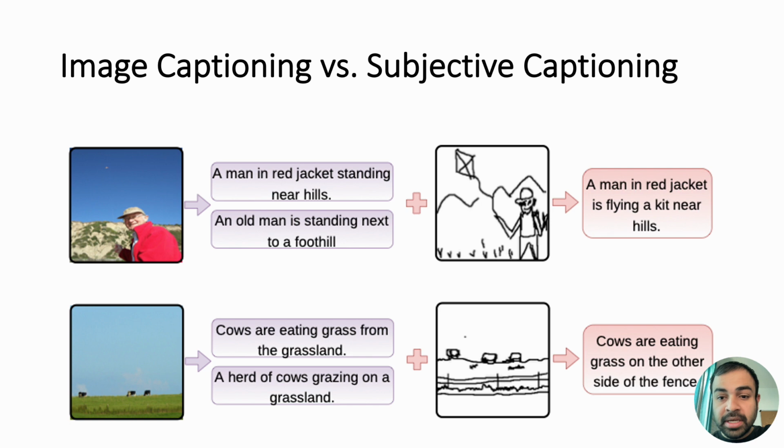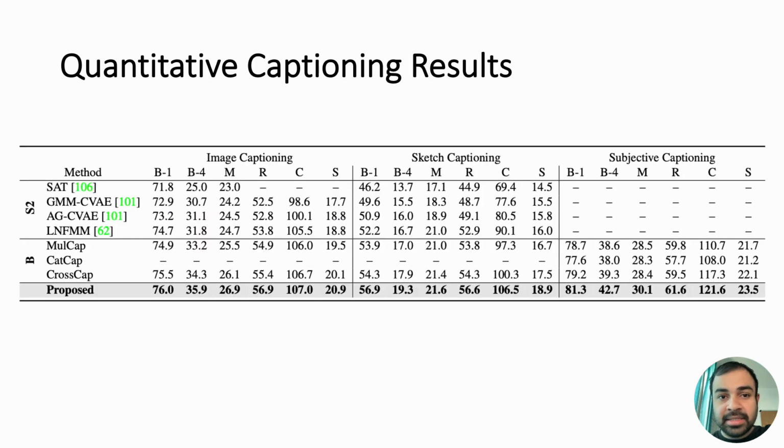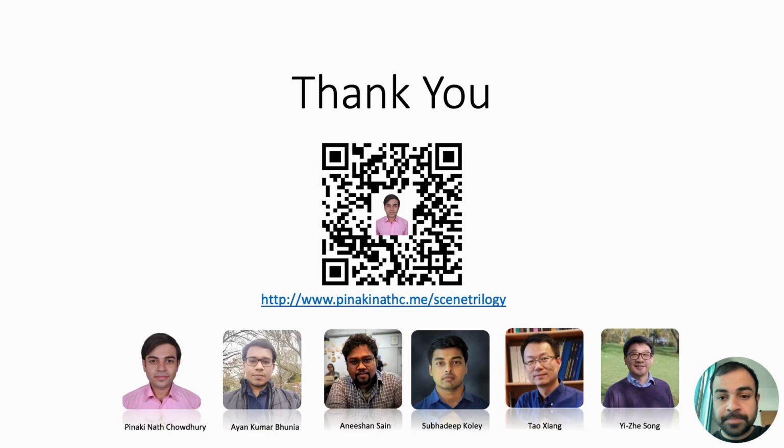Unlike image captioning, where the model focuses on the man in red jacket, our sketch can provide additional saliency such as a man flying a kite. The sketch along with the input image can modify the predicted captioning to better align with human saliency. We show some more qualitative results and some quantitative captioning results.